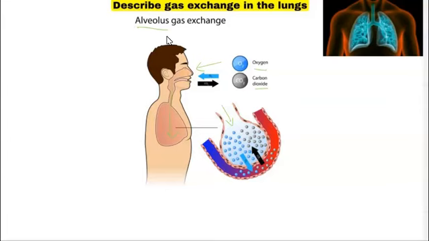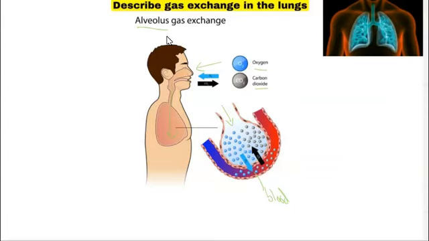When it does, oxygen diffuses into the blood and carbon dioxide diffuses out of the blood back into the alveoli. We say that these gases are moving down a concentration gradient because inside the alveoli we have a high concentration of oxygen, and in the blood we have a low concentration of oxygen. So oxygen can move from a high to a low concentration.